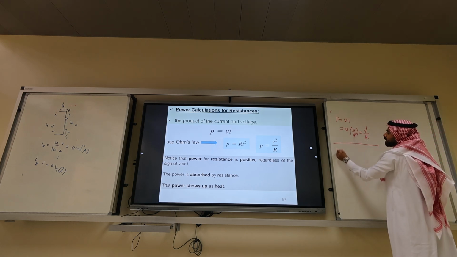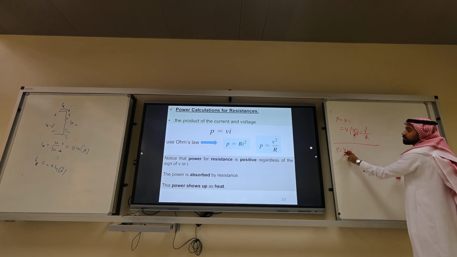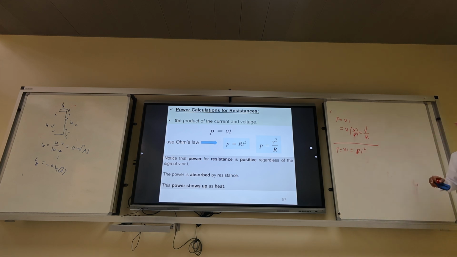So here, another way is VI, which equals R I squared. One is I squared R, one is V squared over R. These are going to be very handy when you calculate the power. So you don't need to get the current. I know voltage, I know R, I can get the power. Save time. We save 1 to 2 minutes in the exam.